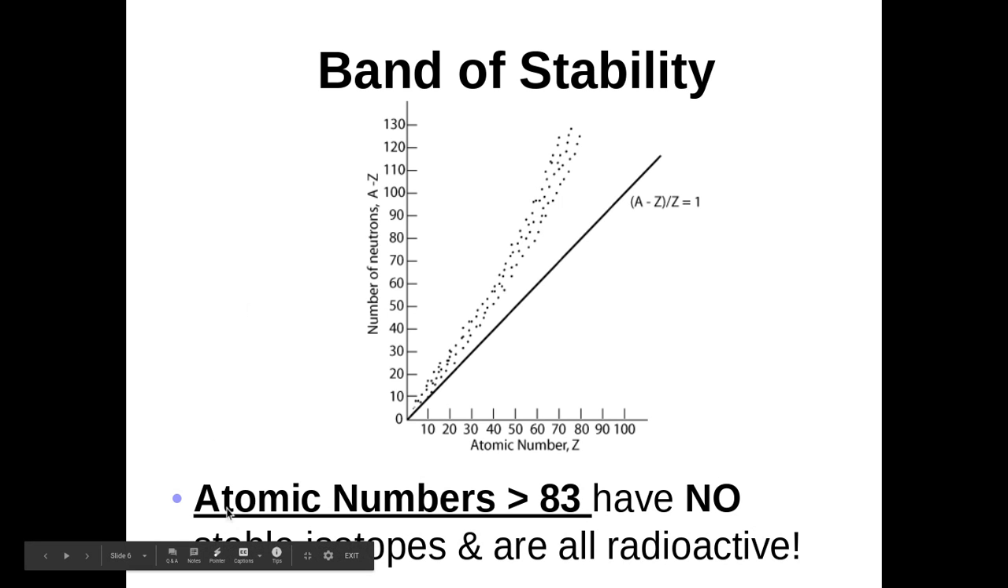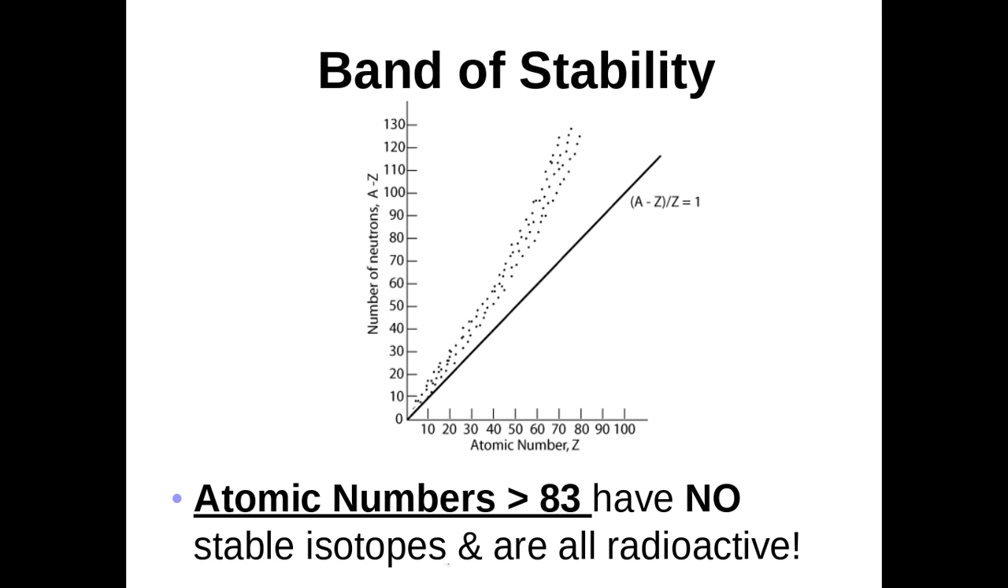And just for future reference, any elements with an atomic number greater than 83 is going to have no stable isotope. So any element with an atomic number greater than 83 is not stable at all. That means any element above 83, 84 and on is going to be radioactive and emitting some type of particle while it breaks down.